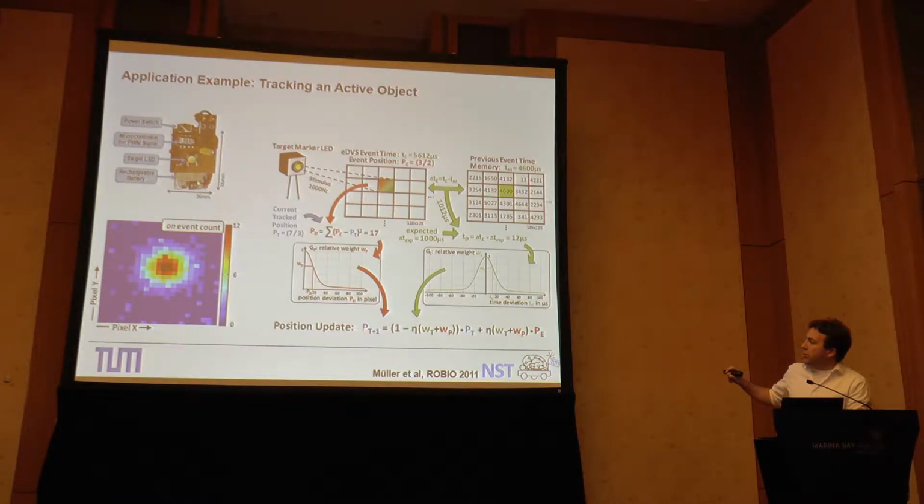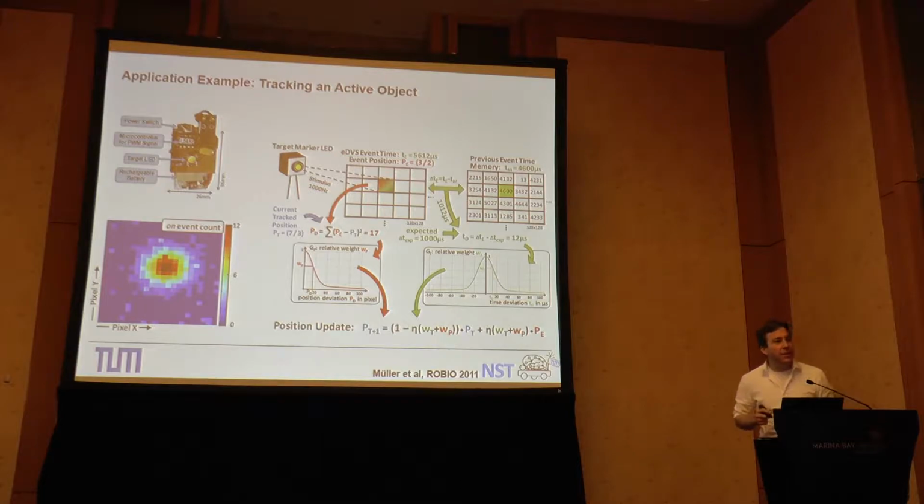I can compute the new position as a fraction of the old position plus the complementary fraction of my current incoming event. If the event is very close to 1,000 Hertz, and very close spatially to my current track position, I'm getting a number that's close to 1, so I believe my new event a lot. If it's far away in time or in position, this term goes close to 1 and I believe my old track position. That's all the tracking algorithm I need.